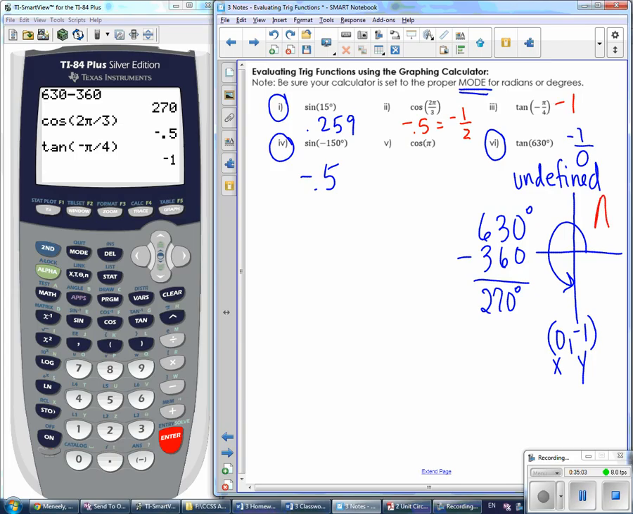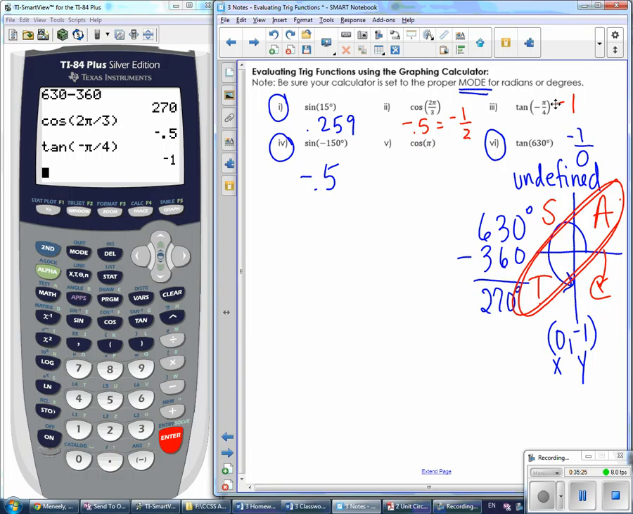And remember, our mnemonic: all students take calculus. Our tangent is going to be positive in these two quadrants because everything is positive in quadrant 1 and only tangent is positive in quadrant 3. So if it's in any other quadrant, our tangent value would be negative. And negative pi over 4 is down here in quadrant 4.